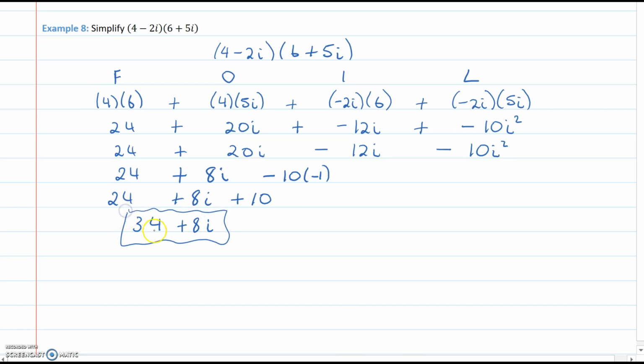Now at this point you have a single number, you have a single i, you can't do anything else. So that's it, finished. Okay, thanks.